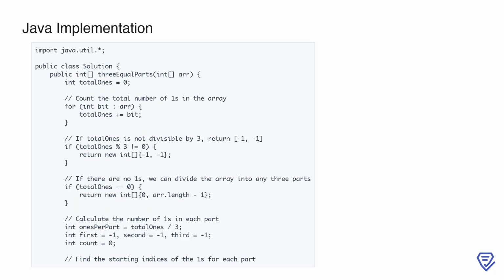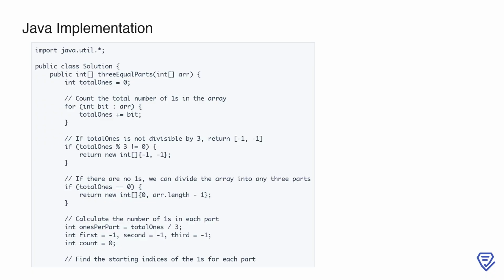Here, we start by importing the necessary utilities and defining our Solution class. The main method, threeEqualParts, takes an integer array as input. The first step is to count the total number of ones in the array using a simple loop. If the total number of ones is not divisible by 3, it is impossible to divide the array into 3 equal parts, so we return [-1, -1]. Similarly, if there are no ones in the array, the entire array can be divided into any 3 parts, and we return [0, arr.length - 1], as an example.